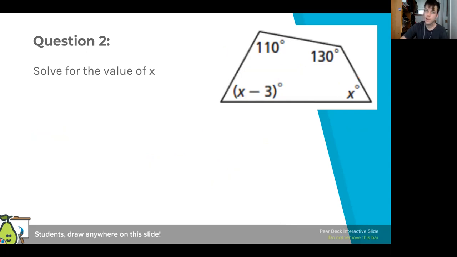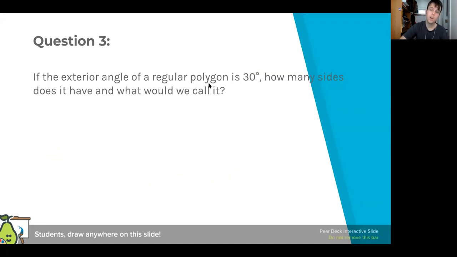All right, and then the last one for you guys to do here, you can pause it if you want to do it ahead, but we have a regular polygon. Again, we don't know how many sides it has, but the exterior angle here, this one on the outside, is 30 degrees. That means the one on the inside is 150, and that may be helpful, it may be not. I'm going to take an exterior angle approach. How many sides would this polygon have?